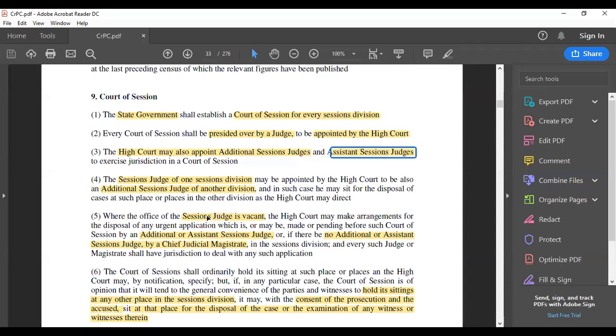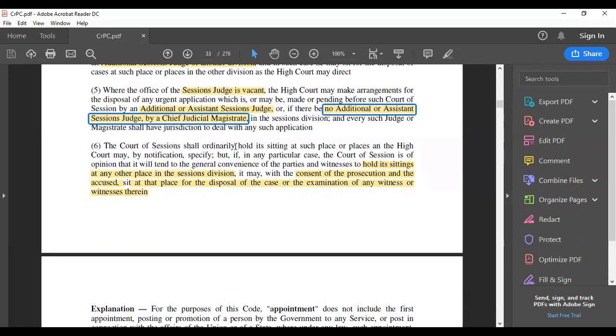Subsection 5 puts that in situation when the seat, the office of session judge is vacant, then the High Court will make arrangement for disposal of urgent application which is made before court of session, and that will be undertaken by additional or assistant session judges. So when we have the seat of the session judge vacant, the urgent application which has to be done by sessions court is undertaken by additional or assistant session judges. And again, if there are no additional or assistant session judges, then chief judicial magistrate. We'll understand the role, position and powers of chief judicial magistrate in the later videos.